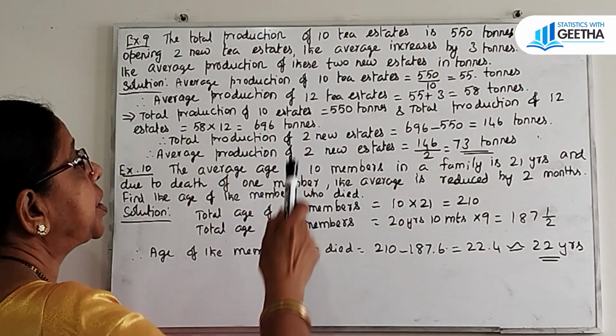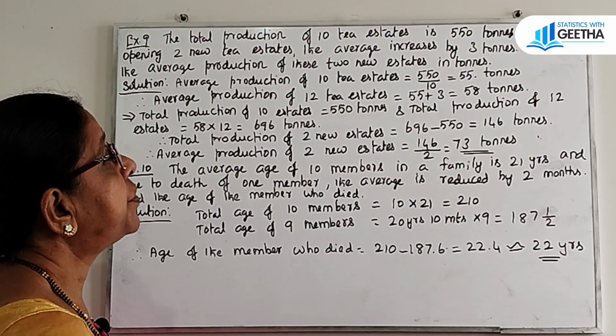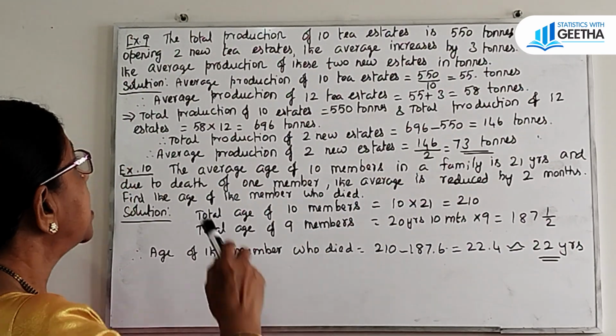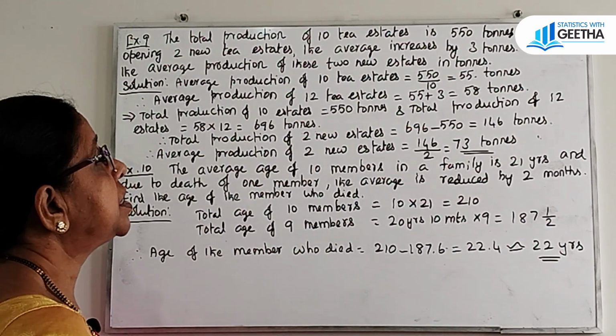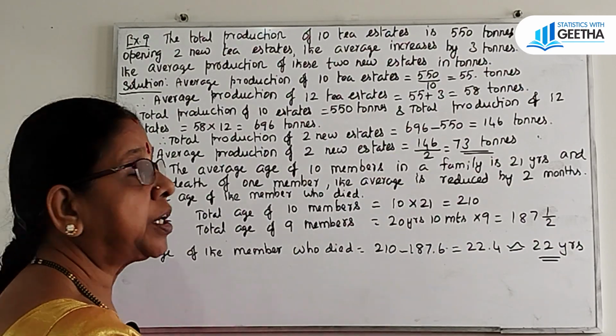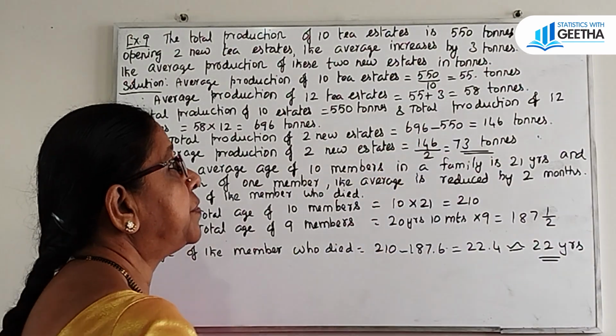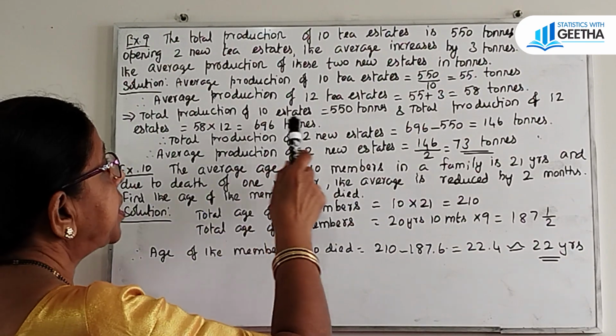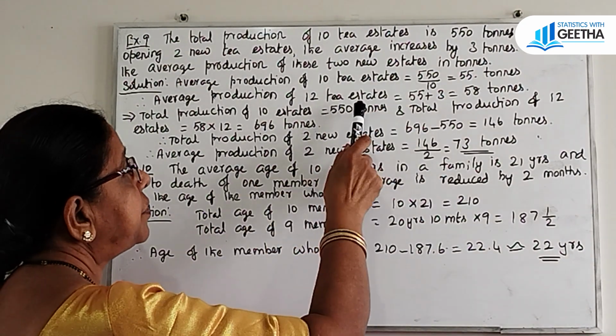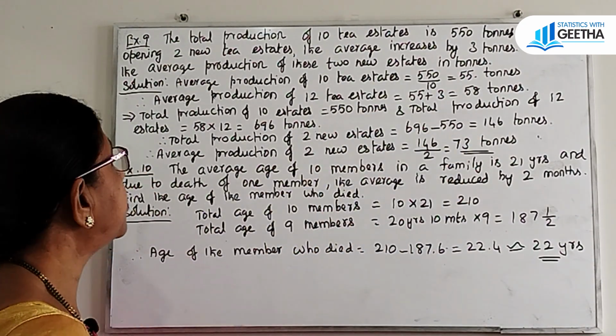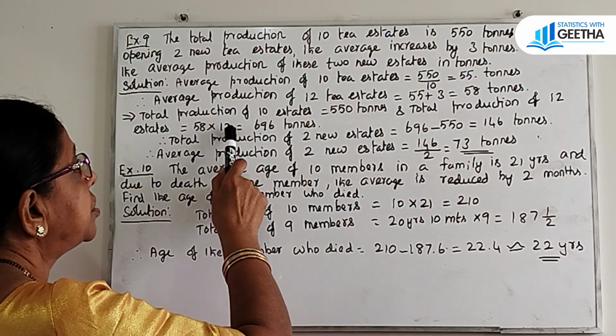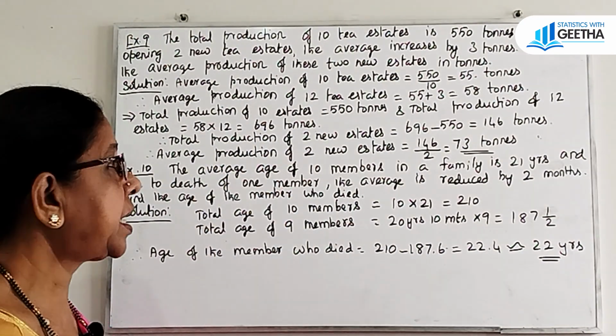Solution. Average production of 10 tea estates is 550 by 10, that is 55 tons. Average production of 12 tea estates increases by 3 tons. So 55 plus 3, 58 tons. Therefore, total production of 10 estates, we know, is 550 tons. Similarly, total production of 12 tea estates is 58 into 12, 696 tons.